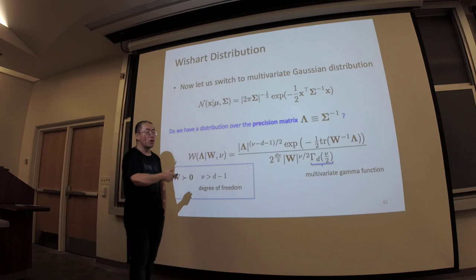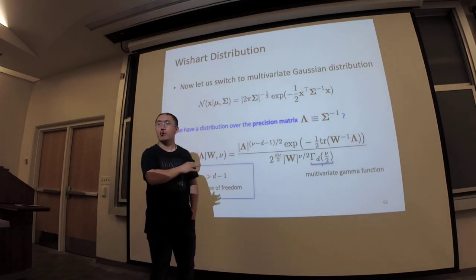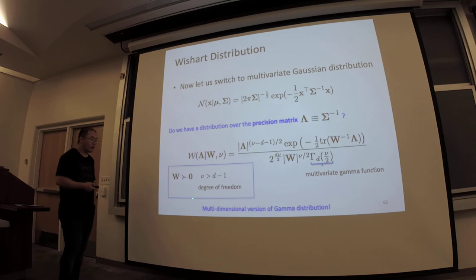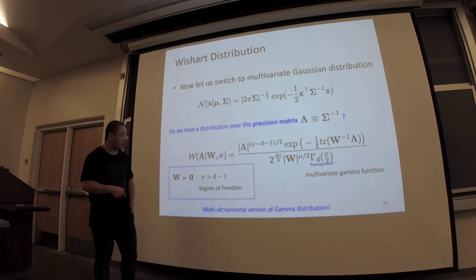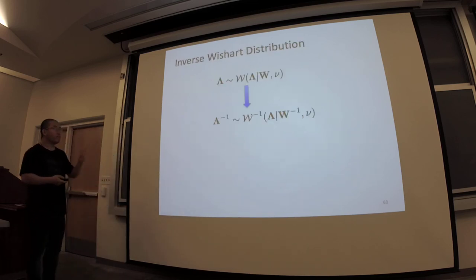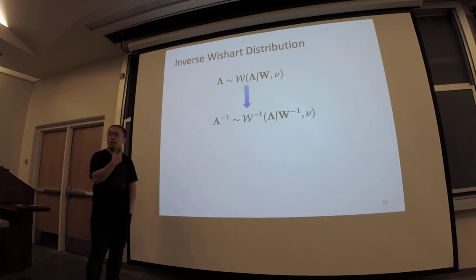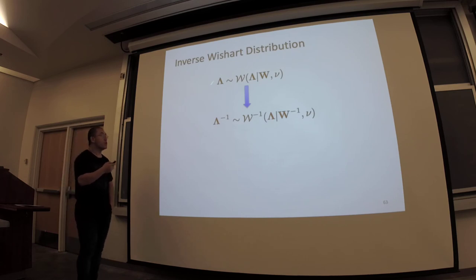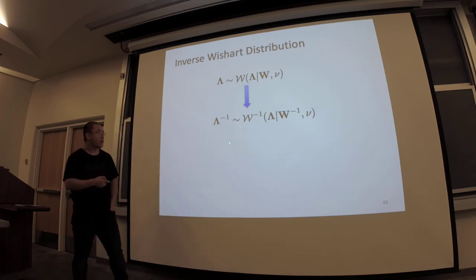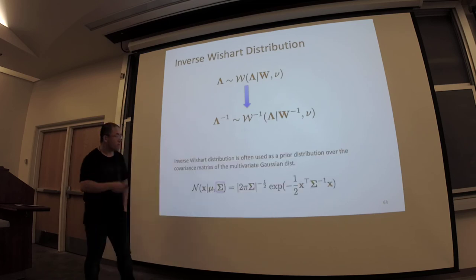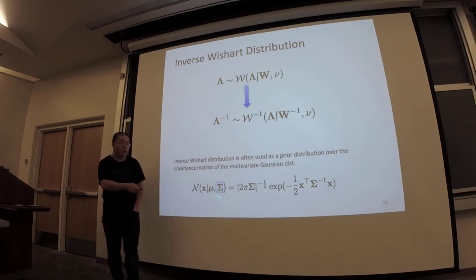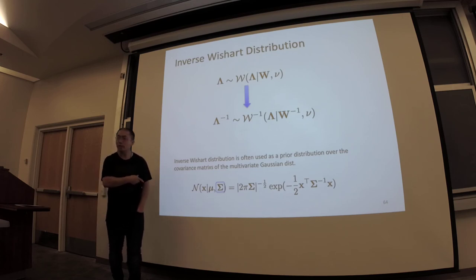So here is the form. You are not required to memorize this form. I cannot memorize it as well. And it involves a multivariate gamma function. The Wishart distribution can be considered as a multi-dimensional version of the gamma distribution. It's a generalization of the gamma distribution. So again, there are similar counterparts. If a matrix lambda is sampled from a Wishart distribution, then its inverse follows the inverse Wishart distribution. So again, the inverse Wishart distribution is often used as a prior over the covariance matrix. If you want to assign a prior over the precision matrix, you use Wishart. If you want to assign a prior over the covariance directly, use inverse Wishart.